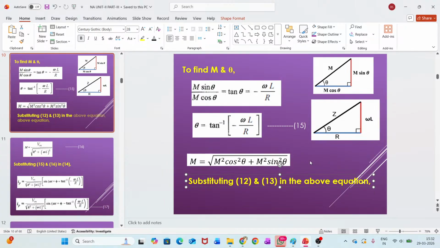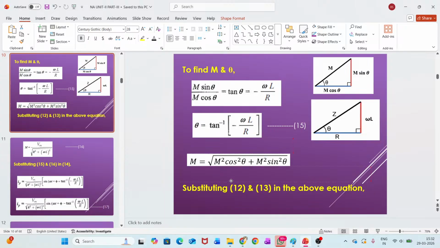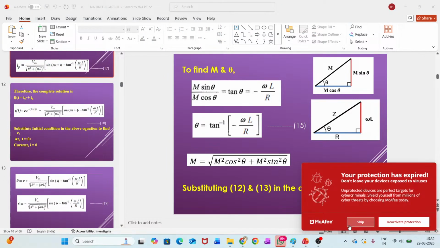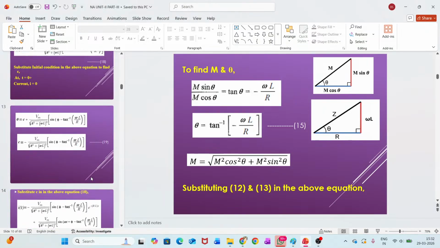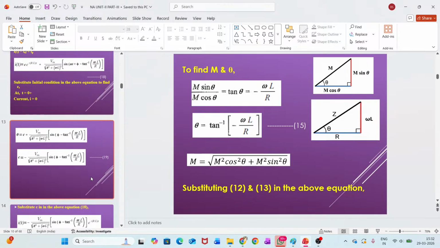I'm not giving any notation because I have already assigned numbering. I have given numbering to each and every equation. If I give some numbering, I can give 16, and I can write substituting 12 and 13 in equation 16. Then I have to change the numbering for all the other slides from the next slide onwards.